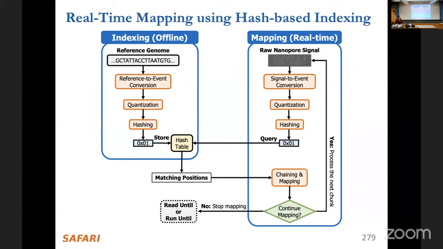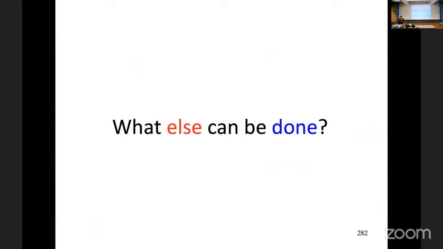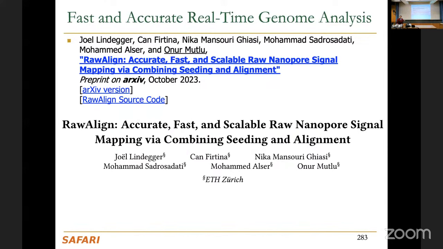And this computation should be extremely fast so that we can do this analysis in real time. So if you're interested in this, you can read this paper. We have also further optimizations that we're doing on RowHash, that we call RowHash 2, but also what else can be done, right? So RowHash is only doing, let's say, the hash value matching, and then identifying similarities between those hash value matching.